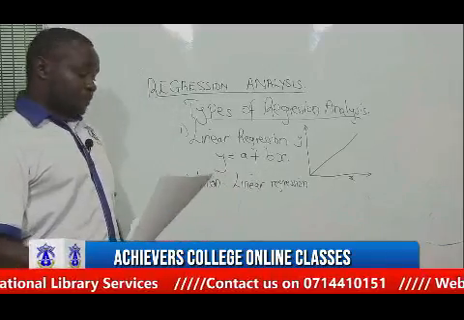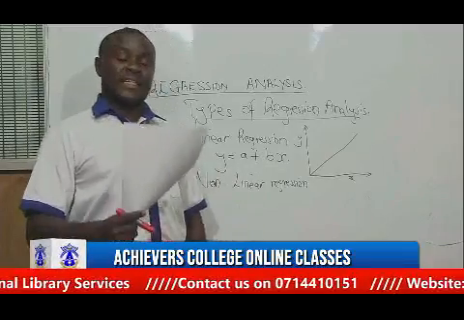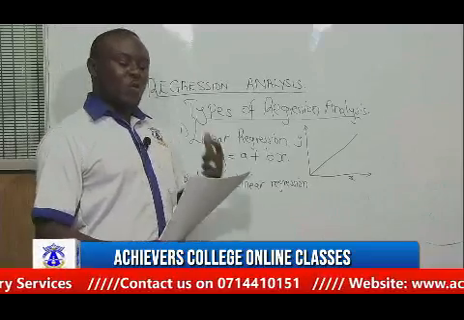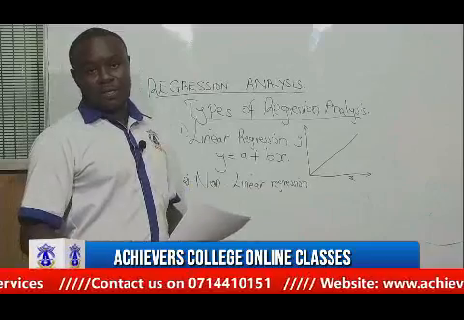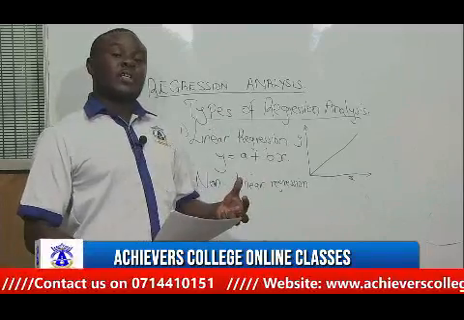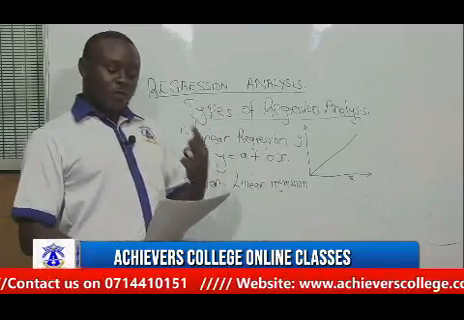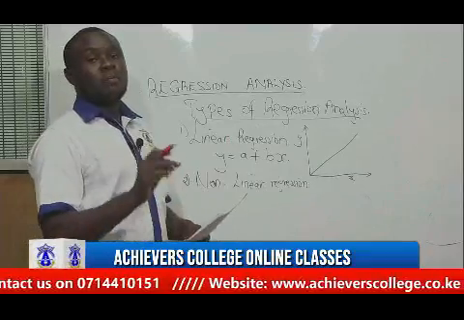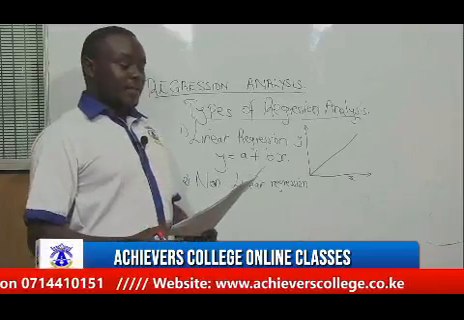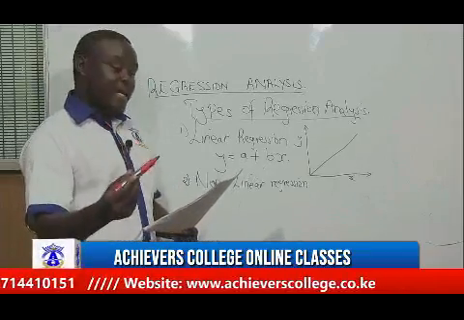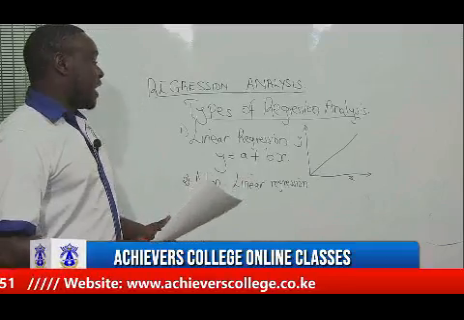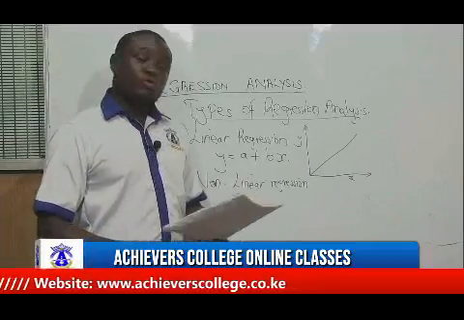Then number 4 is multiple regression. Multiple regression contains more than one independent variable. So when I talk about simple, we are talking about one independent variable. But when we talk about multiple, it is whereby it contains more than one independent variable. I want to believe that we are very okay up to that point.